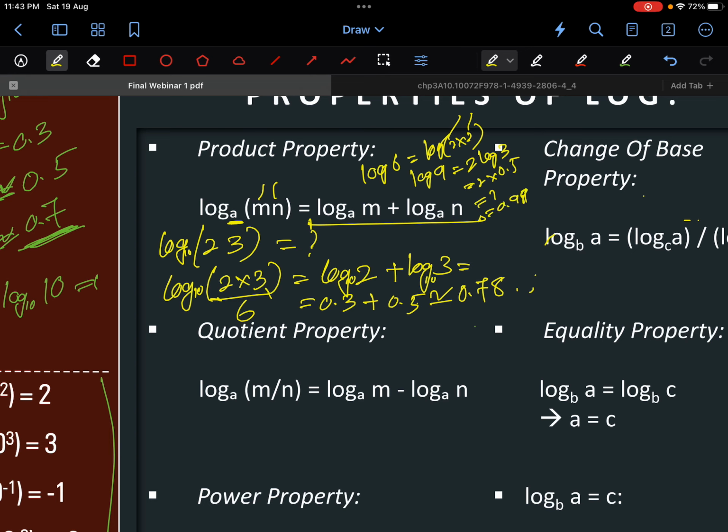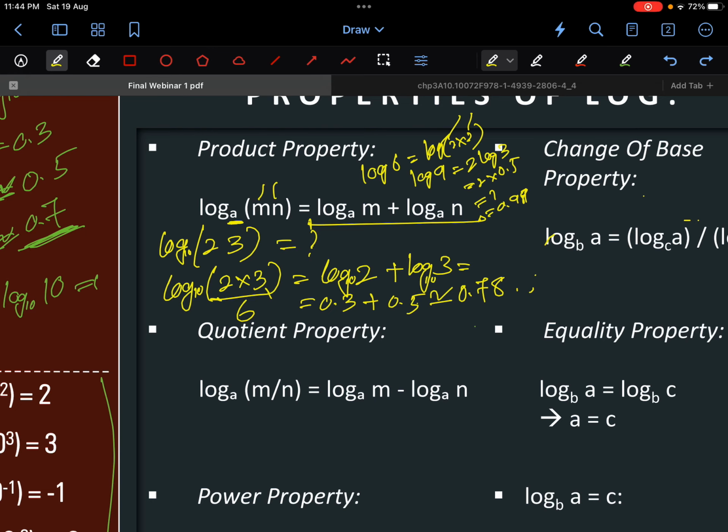Just check on the calculator, you will find it. So approximately, you know the value of log 9 and log 6 without touching the calculator. Okay, the next property is the quotient property, that is the division property. This one is nothing but a manipulation of the first one, that is log m divided by n is log m minus log n. So in case of multiplication it is plus, in case of division it is minus.